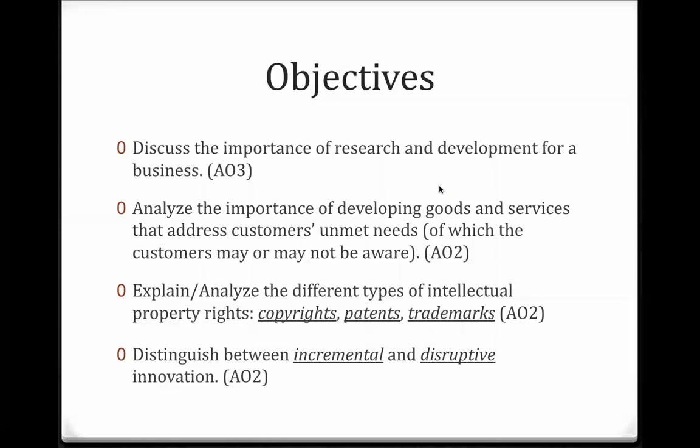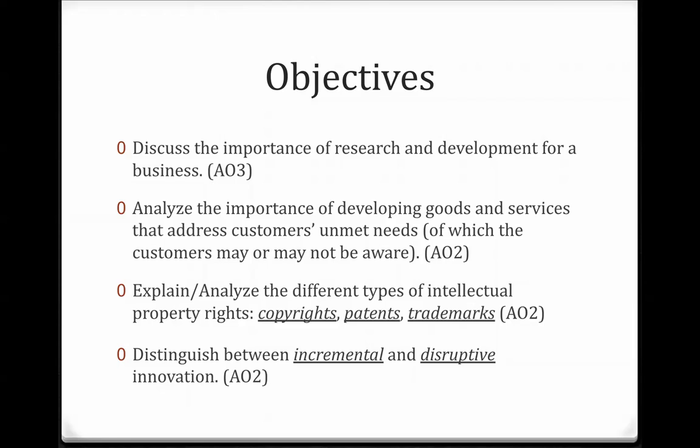All right, so let's take a look at the objectives. While it's pretty straightforward and self-explanatory for the most part, there are some big objectives in here and some really important information. So the first objective is to discuss the importance of research and development for a business. Being an AO3, you're going to need to be able to define what research and development is. You're going to have to be able to look at the positives, the negatives again, and come up to an overall judgment of how important it is for a particular business in the context of that case. And so being able to define but know positives and negatives is very important.